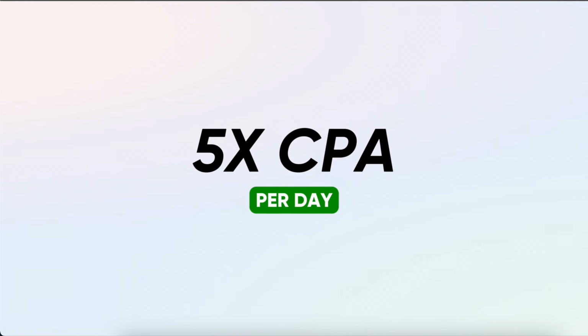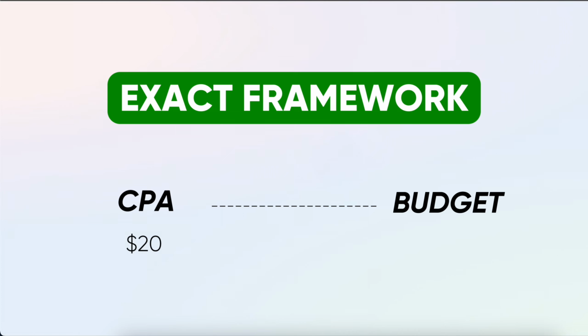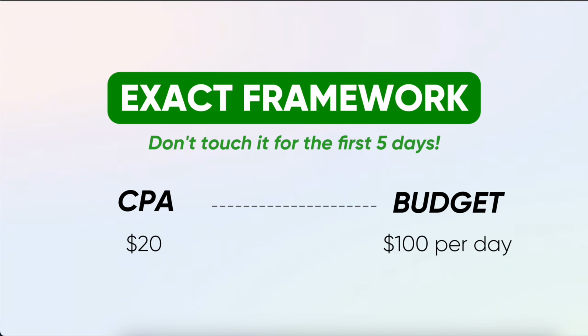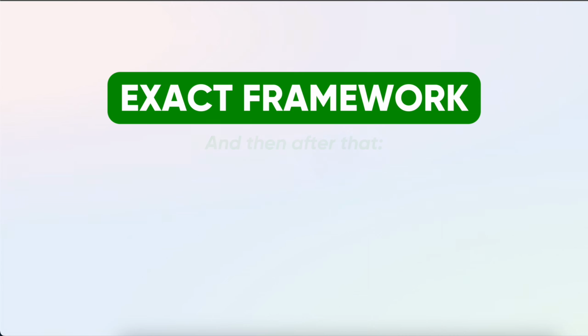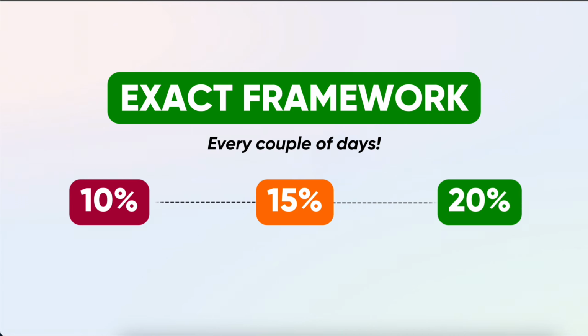So if you decide to go for the Advantage Plus, you need to keep in mind to have a minimum of 5 times the cost per acquisition per day in order for you to optimize the algorithm fully. Basically, asking the algorithm to do its job with not enough money is gonna make it work with insufficient data, and it's never gonna deliver you good enough results, and you're gonna end up burned without any money. So here's an exact example of a framework. If your cost per acquisition is $20, you should start off with $100 per day and don't touch it for the first 5 days. And then after that, you should start thinking about increasing it 10 to 15, 20% ad spend every couple of days.